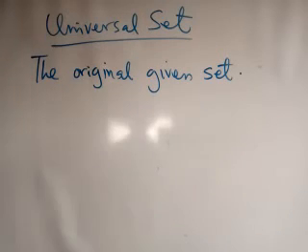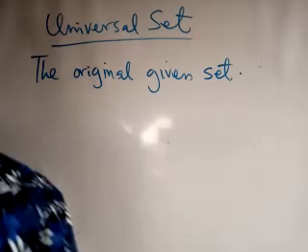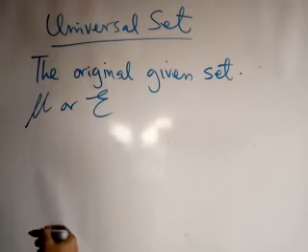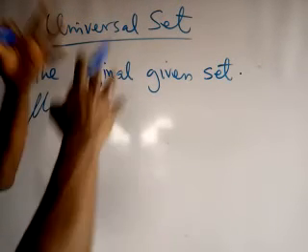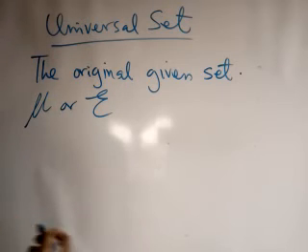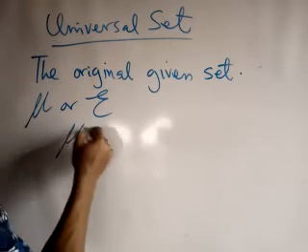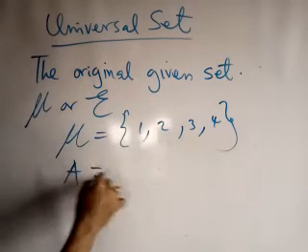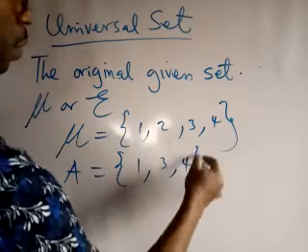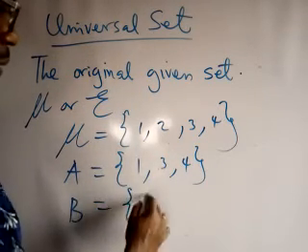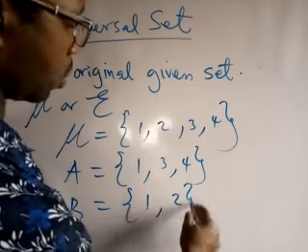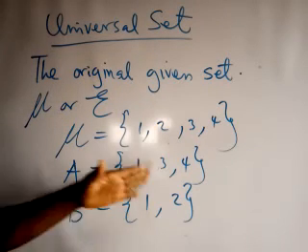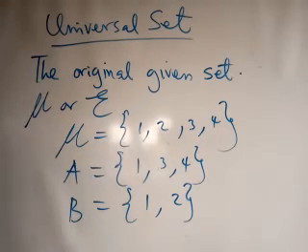The universal set is the original given set. We use this symbol, something like this, to represent the universal set. It's like the universe. That is the original given set. Let's take, for example, if I say the universal set is a set of 1, 2, 3, 4. Then I have other subsets. Say 1, 3, and 4. If I have another one, D, something like 1, 2, like that. So this is the universal set, while these ones are the other sets taken from it. Most of the time, definitely you will say these are subsets of the universal set.